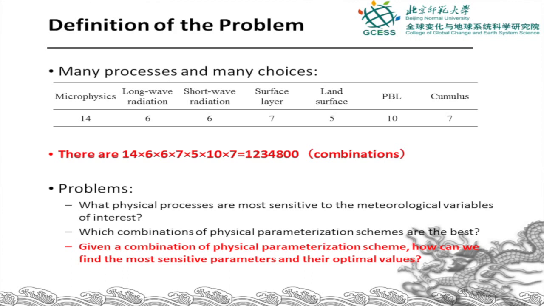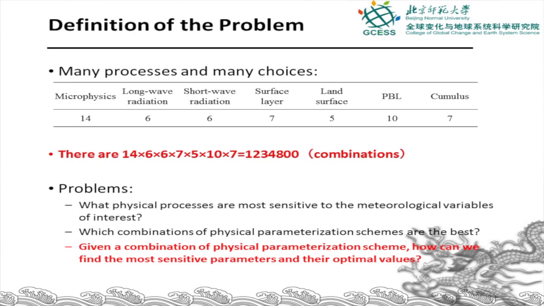And the WRF model is not just about model parameter optimization, but also about the combination of different schemes. This is version 3.3, actually, the old version of WRF. But if you look at it, for each of those processes, like microphysics, you have 14 different choices. Longwave radiation, shortwave radiation, etc. You have more than 1 million combinations in theory.